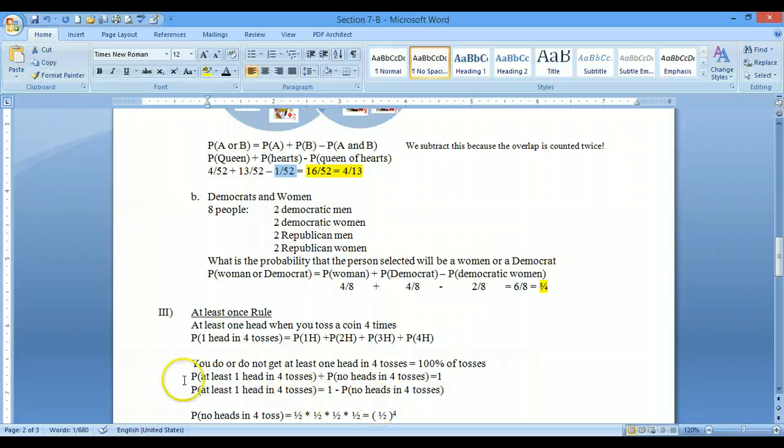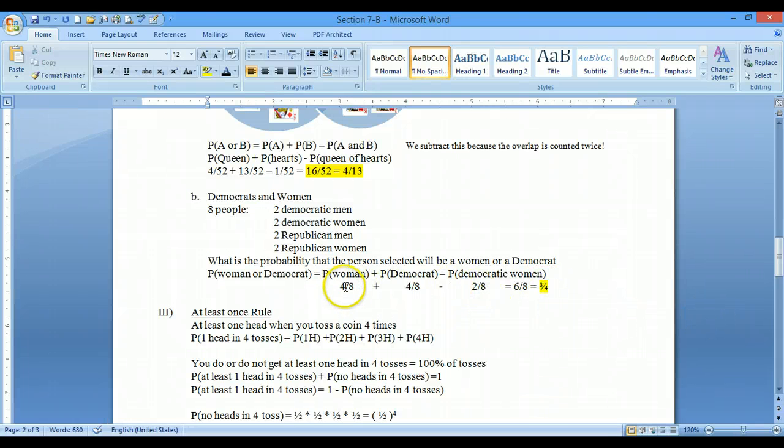So I have woman or Democrat. The probability of a woman, well, let's come up here because I have my 2 things, women and Democrat. I have 2 women here and 2 women here, so I have the probability of 4 out of 8 for the women, and the probability of a Democrat, we have 2 and 2, so 4 Democrats, which gives me 4 out of 8 plus 4 out of 8. But I had 2 Democratic women, so they were added in the women and the Democrats, so I need to subtract one of them out, which gives me 6 out of 8, or 3/4.